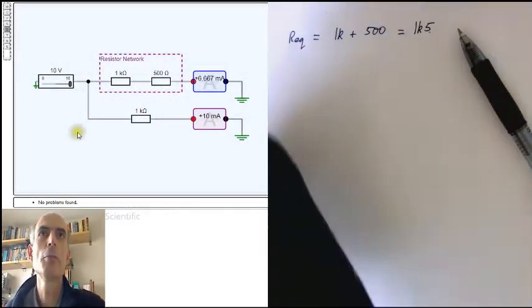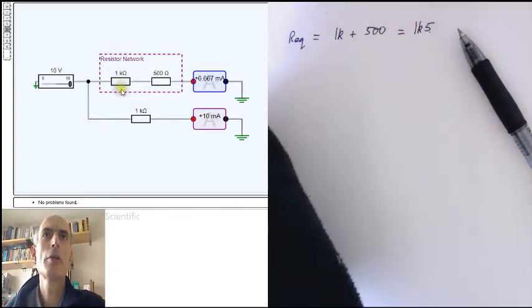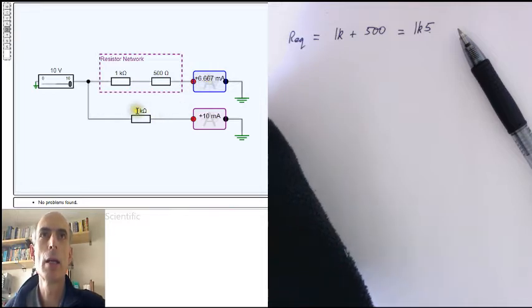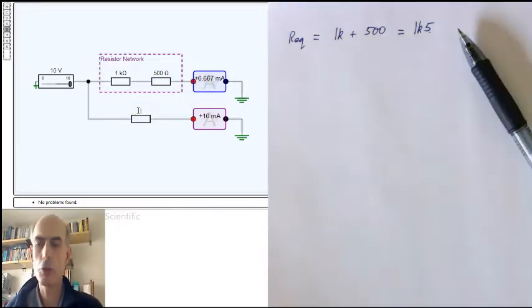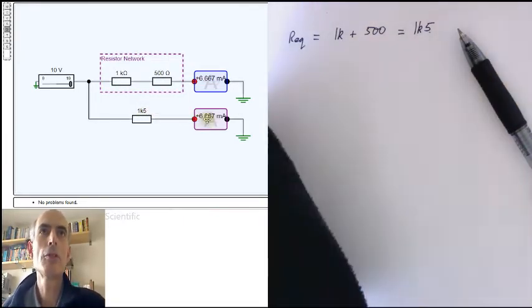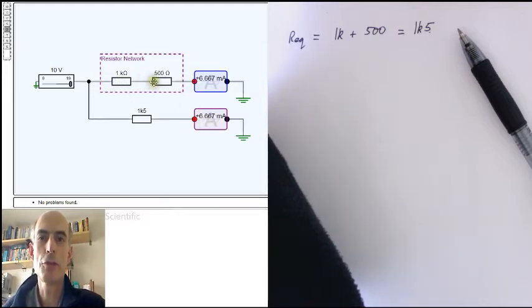Here's the network in the simulator. And we can see it at the moment with 10 volts across the resistor network. We've got ground on this side and 10 volts on this side. We've got 6.667 milliamps flowing through. And if we set this resistor to 1k5, yep, exactly the same current would flow through. So this pair of resistors here is behaving exactly like a single 1k5 resistor. 1k5 is the equivalent resistance.